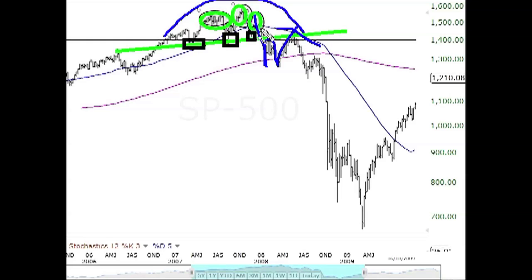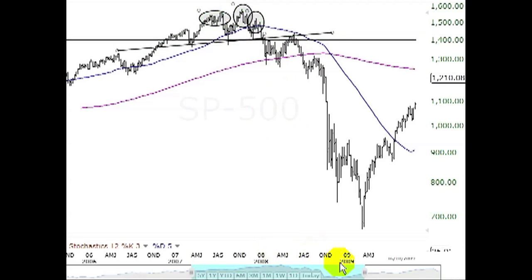when it came down, it broke down below this faster moving average through here, hit the 200, ran back up, then hit the faster moving average, and then broke down below the 200 moving average and started heading back down. Now, that's what happened in 2008.